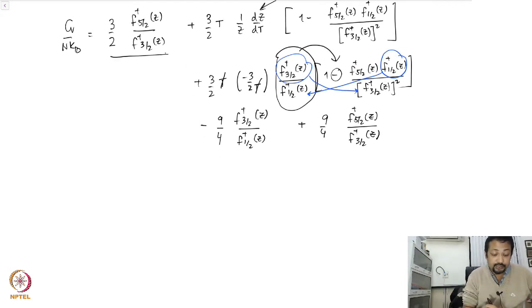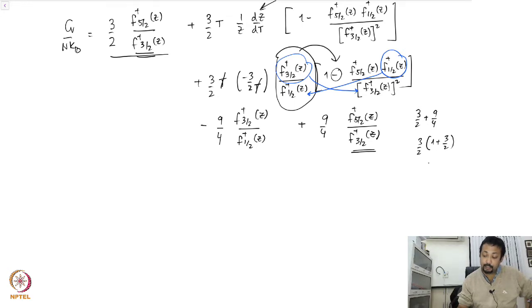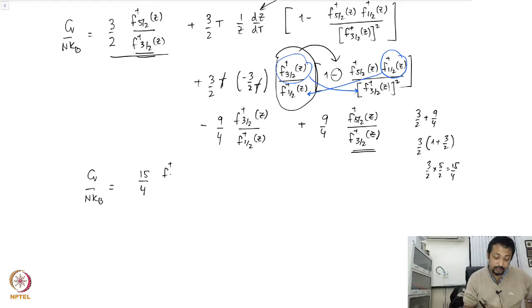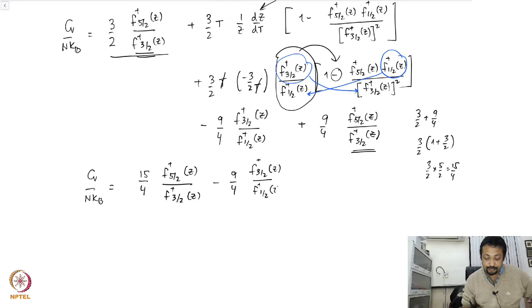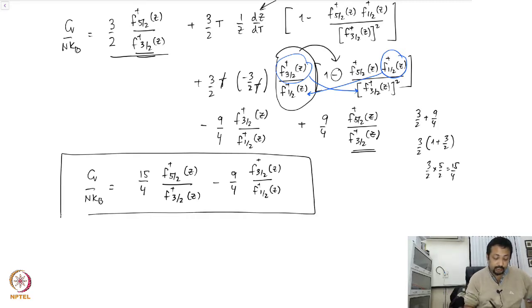If you follow this carefully, you see that this term has the same form as this term. The prefactors are different. We simply add up, which is 3 by 2 plus 9 by 4, which gives you 3 by 2 times 1 plus 3 by 2, that is 5 by 2, so 3 by 2 into 5 by 2, which is 15 over 4, and you have CV over NKB is equal to 15 over 4 f plus 5 by 2 of z divided by f plus 3 by 2 of z minus 9 by 4 f plus 3 by 2 of z divided by f plus half of z. And this is the expression that we were originally after.